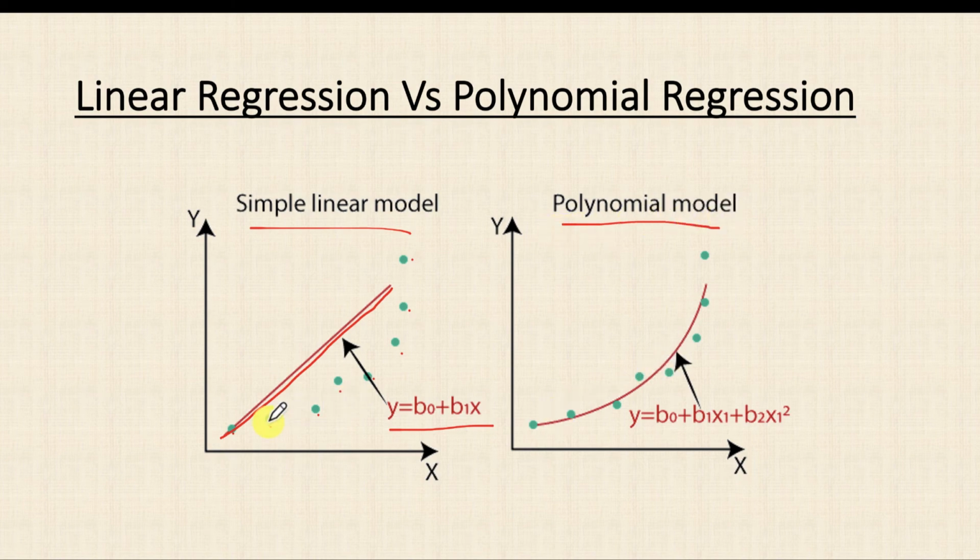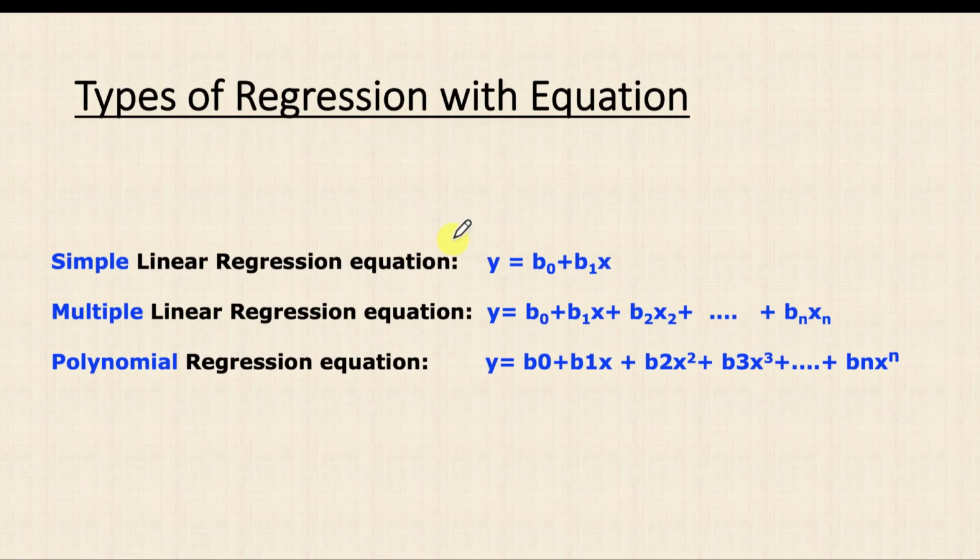Whenever your data points are not in a linear fashion, but in a non-linear fashion, then you can go for the polynomial model. Here these are the data points we have, and here we have a polynomial regression line, right? Here the equation it fits is y is equal to b0 plus b1 into x1 plus b2 into x1 square, right? So this is a second degree polynomial regression, right? N means the degree.